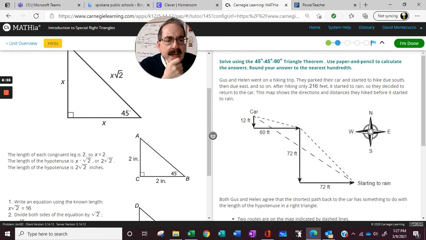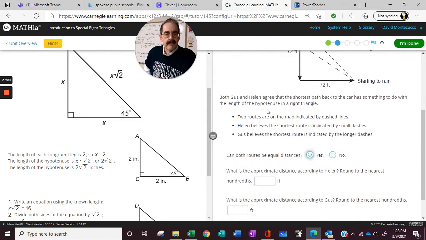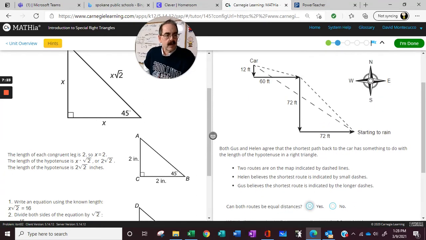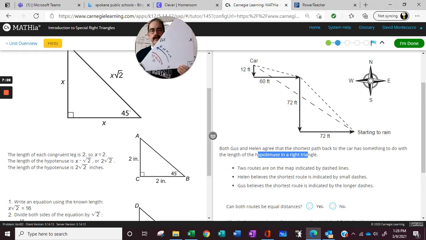Gus and Helen went on a hiking trip. They parked the car and went due south, then due east. After hiking 216 feet, it started to rain, and they decided to return to the car. The map shows the directions and the distance they hiked before it started to rain. They want to make a straight shot, right? Both agree that the shortest path back to the car has something to do with the length of the hypotenuse. So remember our hypotenuse. The most important thing next week is vocabulary, vocabulary, vocabulary.